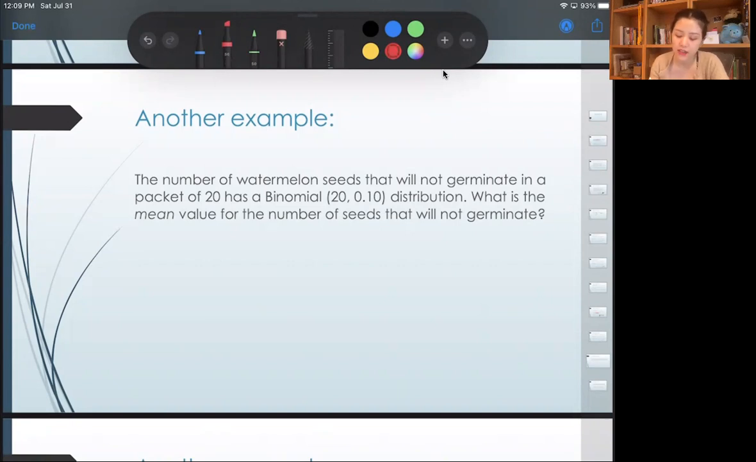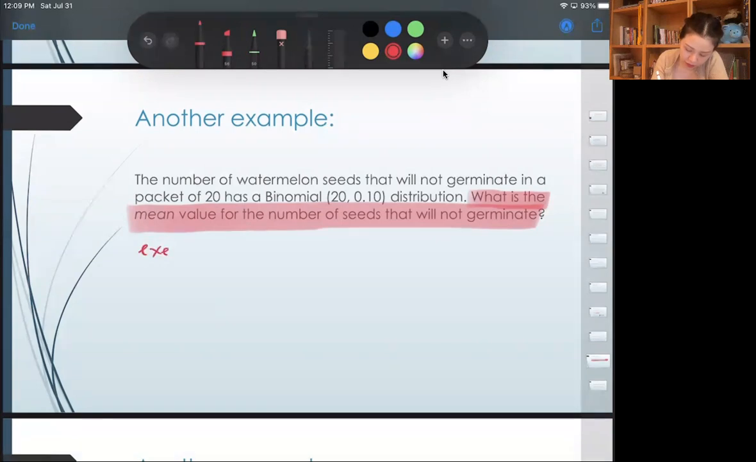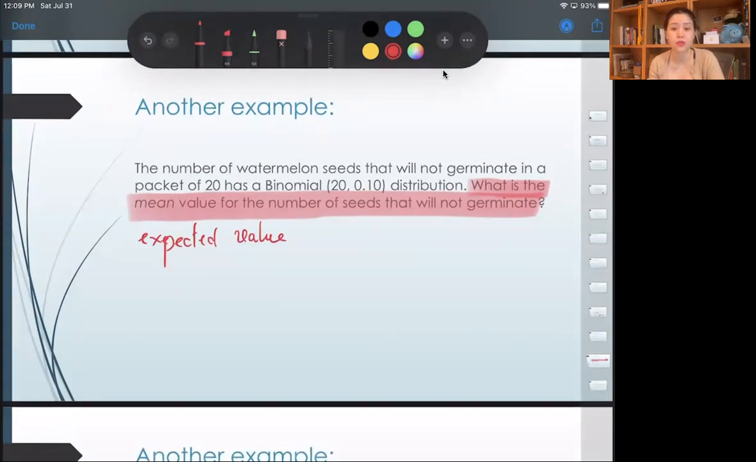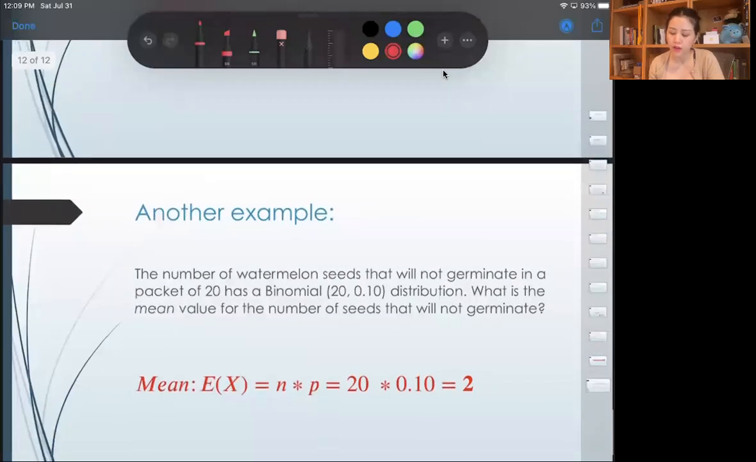Let me highlight something. I know statistics is very wordy, so you have to pick out the things you want to focus on. Here they're asking for the mean value, or in other words, the expected value. Mean value, expected value, same thing. They assign the seeds that will not germinate as the success event. I know it's a little counterintuitive, but it depends on how you assign things. And they want to find the mean value.